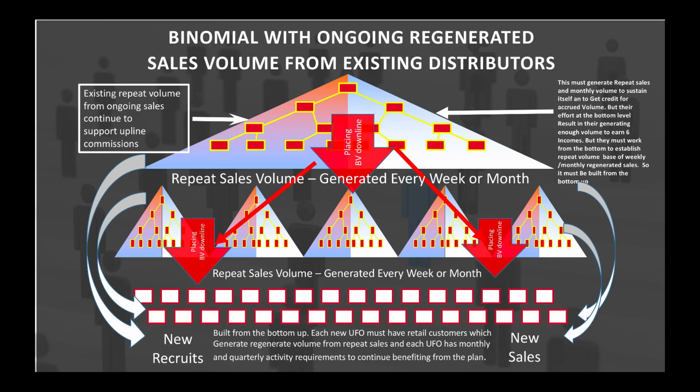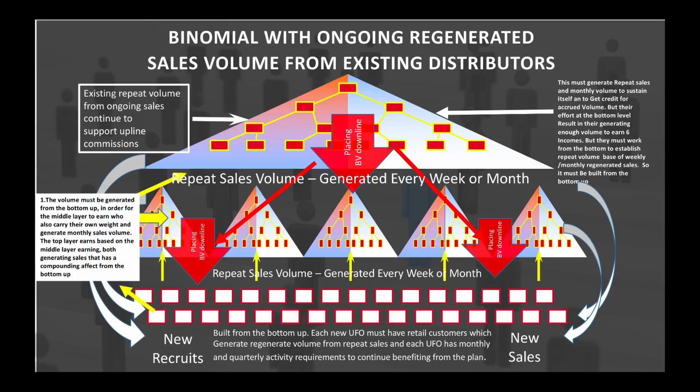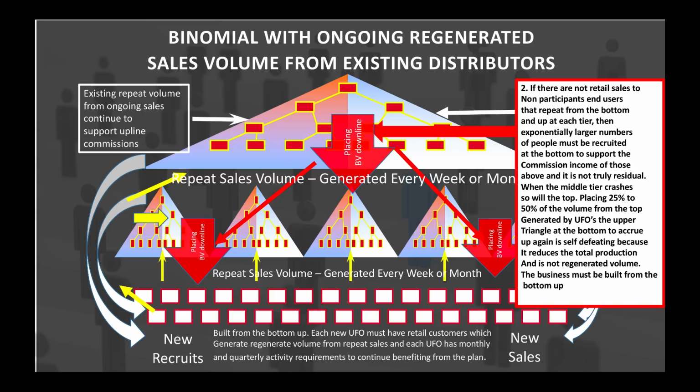So that's why my examination on downline placement, and limiting it in a way that's reasonable and works in the plan. So we're building it from the bottom up, and it should be sponsoring re-entries, working with people, so the volume flows from the bottom up, and the middle layer automatically gets stronger, residual income stronger, more people earning. And then, of course, the top layer. If there's not retail sales to non-participants and users that repeat from the bottom up in each tier, then exponentially larger numbers of people must be recruited at the bottom to support the commission income of those above, and it's not truly residual. They've got to keep doing it. So when the middle tier crashes, so will the top.